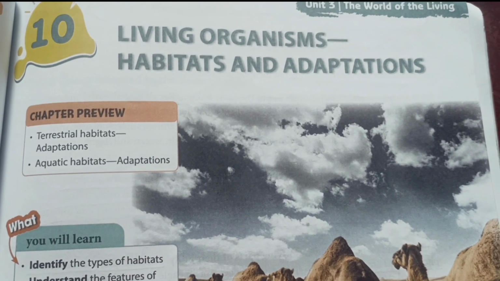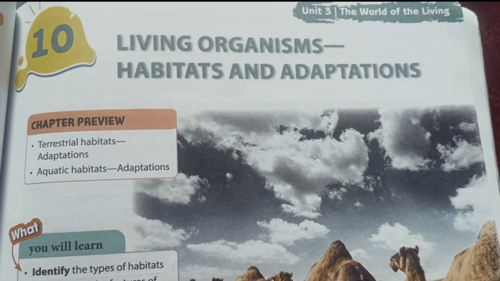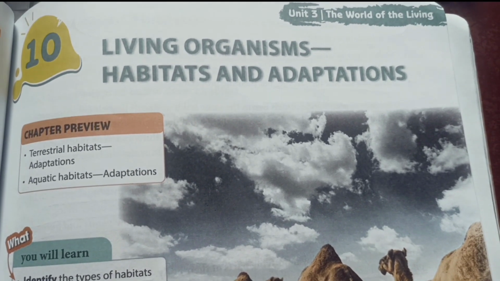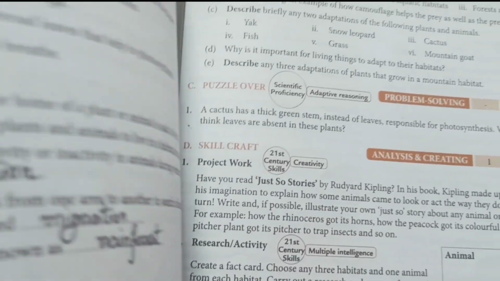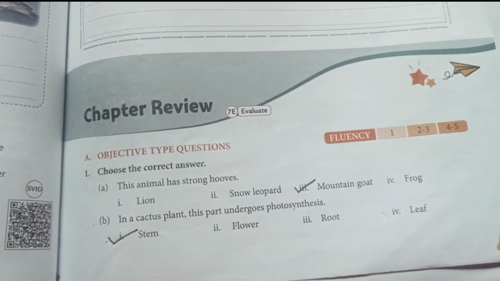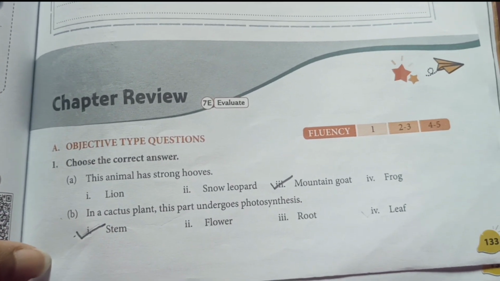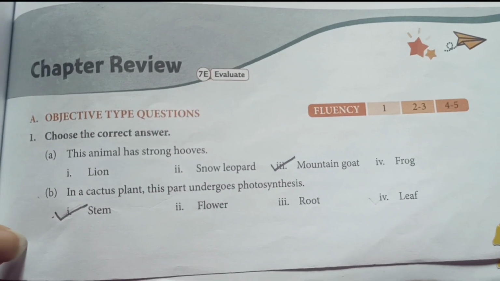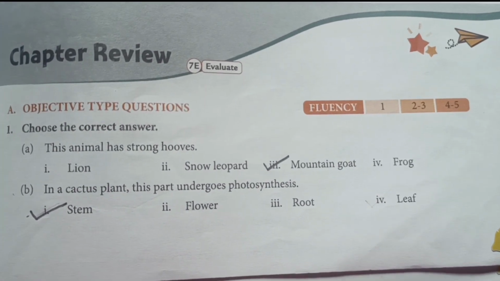So let's start. Class 6 science book, chapter 10, West Bengal board, living organisms, habitats and adaptations. At first we have some objectives from the chapter. Number A, objective type questions. Number 1, choose the correct answer. Number A, this animal has strong hoofs. Answer is number 3, mountain goat.